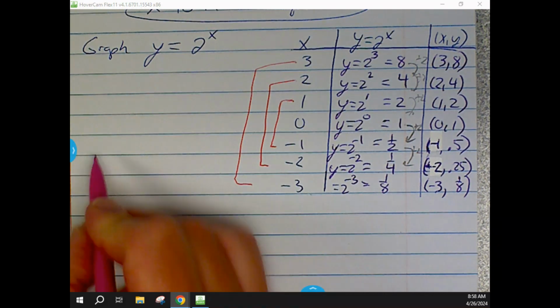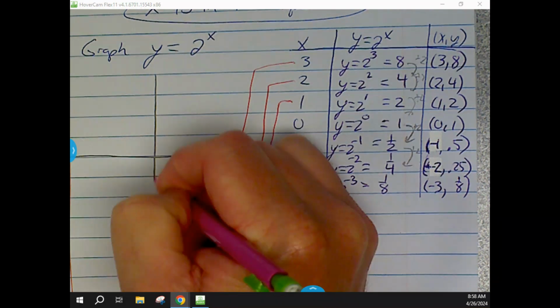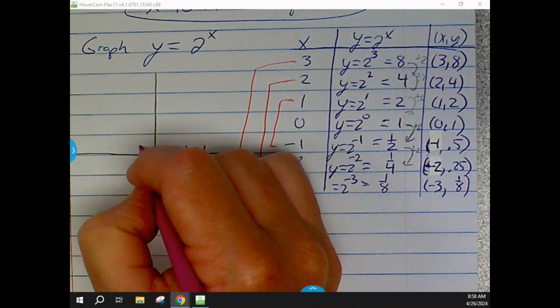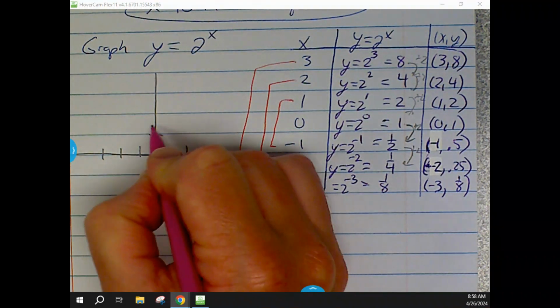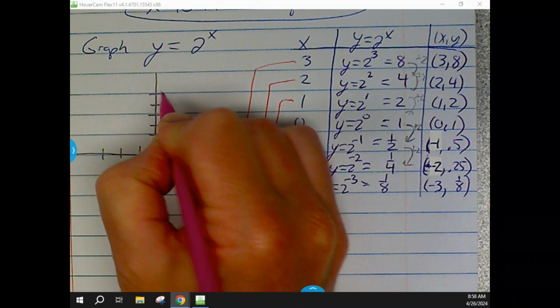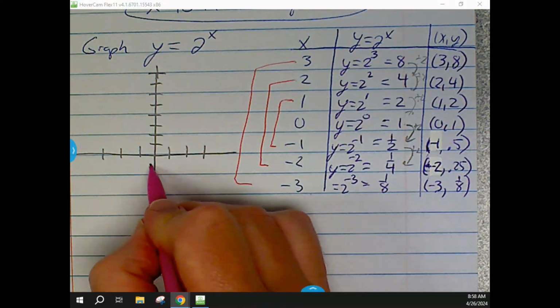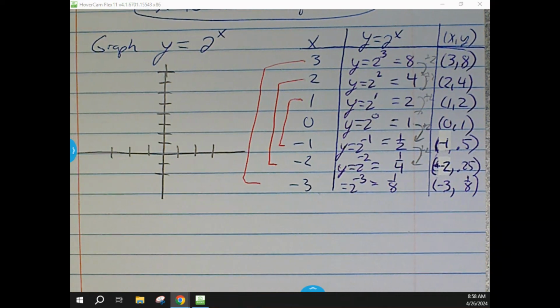When we go to graph these, is it going to be a line or is it going to be like the positive and negative you just did? It should actually be a curve when we get finished with it. A curved one.